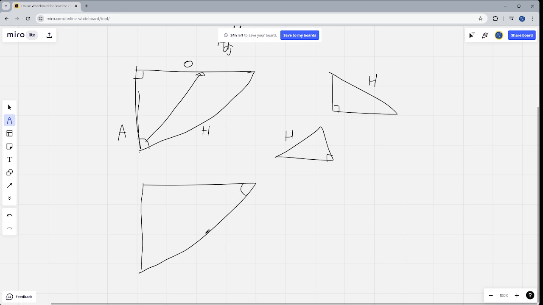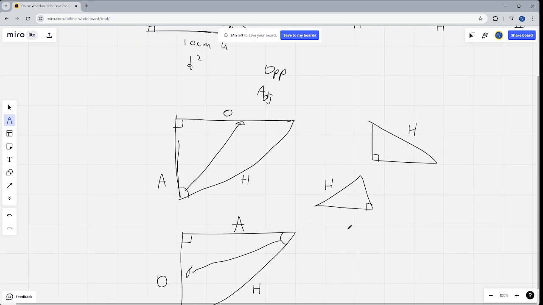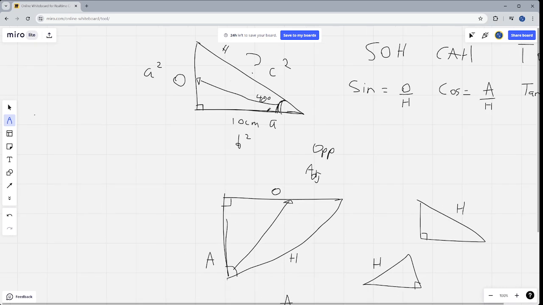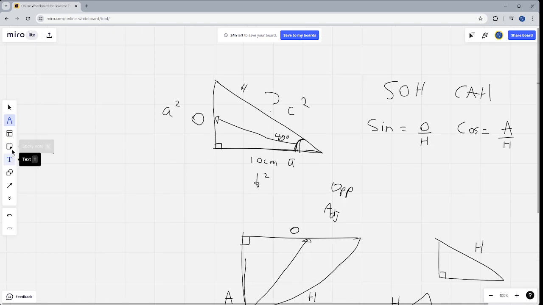Well, always start with the hypotenuse. Okay, which one is our opposite now? Well, now our opposite is here, right? And our adjacent is going to be up here. So it's all relative to the angle you want to start with. Okay? Let's look at some practical examples of this. So let's go back to this one where we had our 10 centimeters, our 40, and we needed to figure out our hypotenuse. Okay?